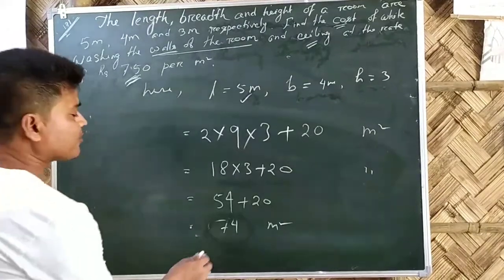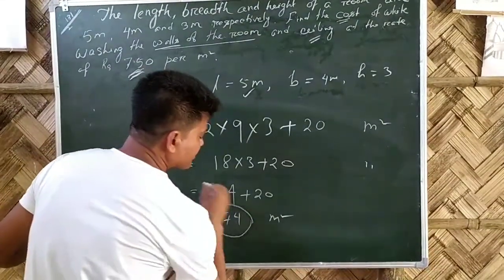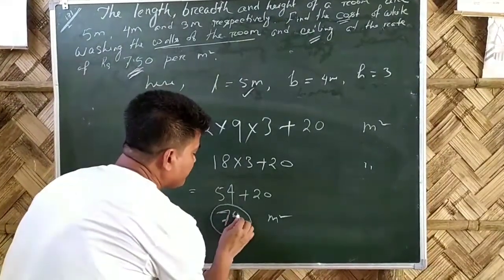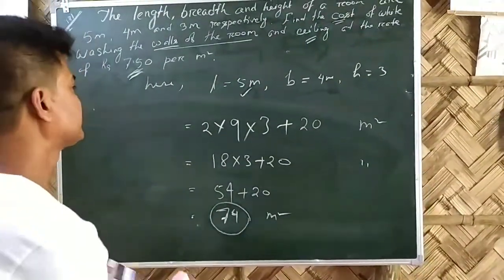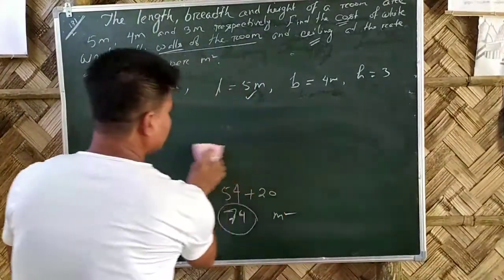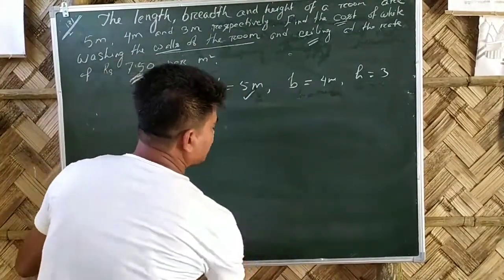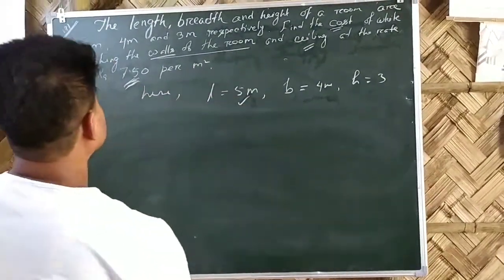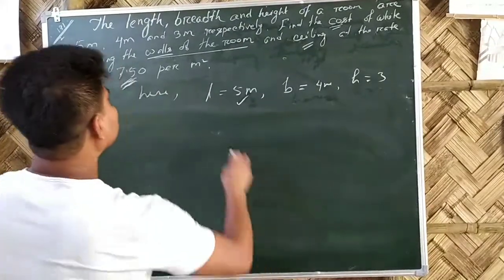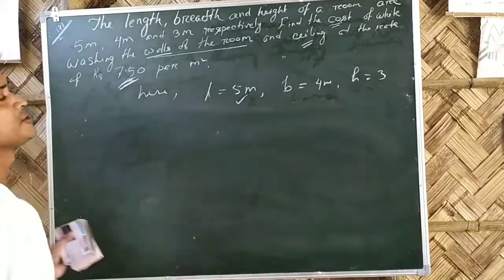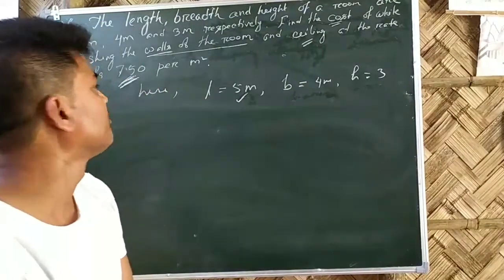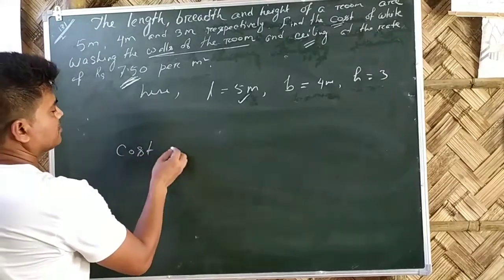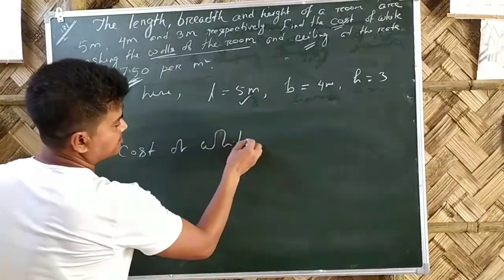So we will calculate the cost of whitewashing the area of 74 meter square. So we have 74 meter square total area which is to be whitewashed, and now the rate. Let's see, what is the rate? It is 7.50 rupees per meter square. That means the cost of whitewashing.